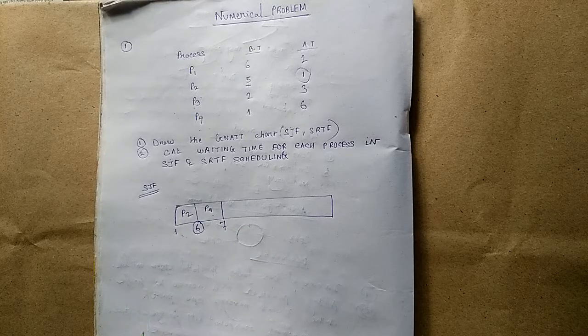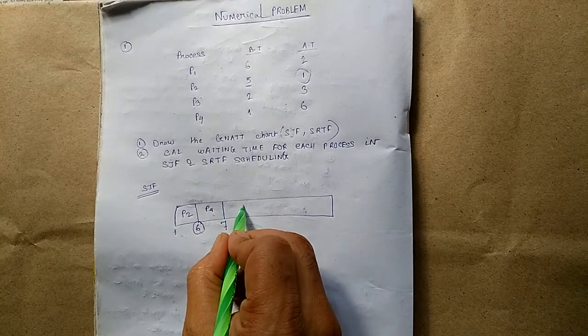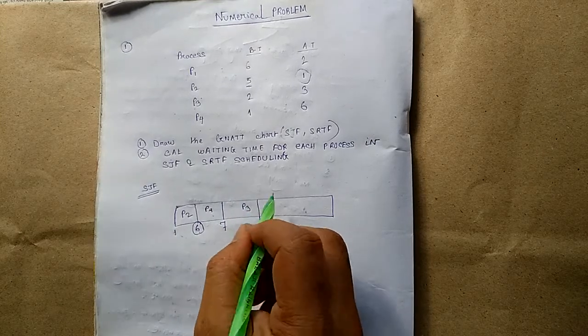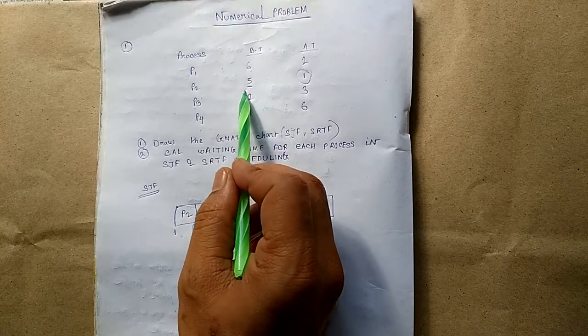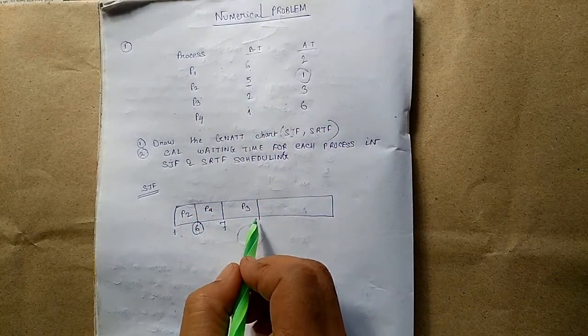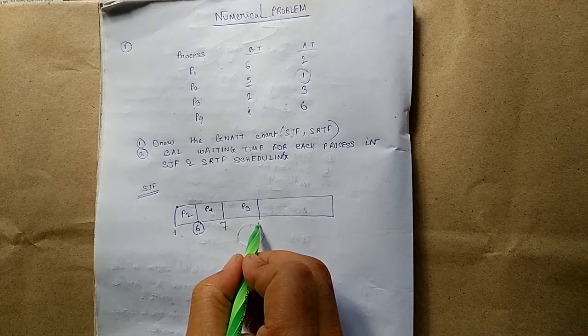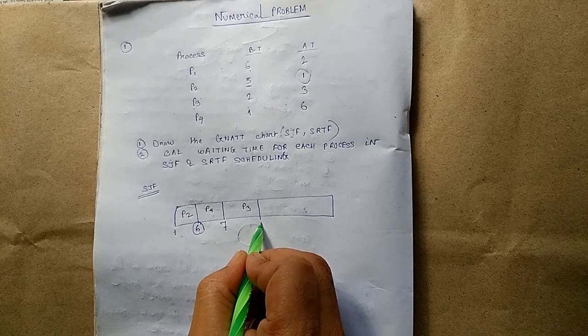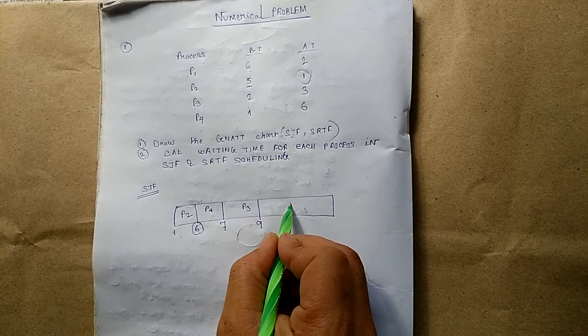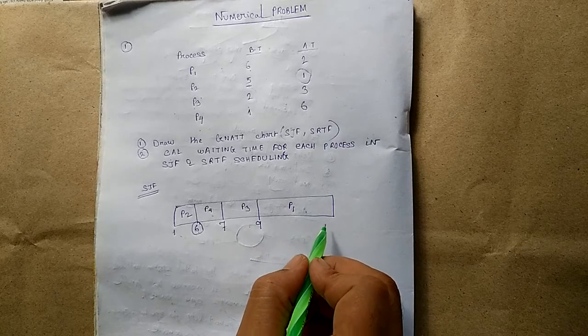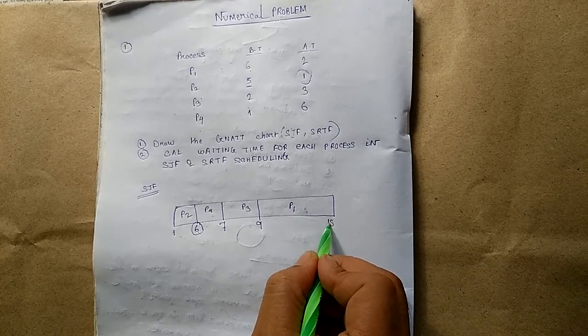Next, process P3 will be selected because when we compare 6 and 2, 2 is minimum. That's why process P3 is selected, and we get the completion time 9, and the last process is process P1 and its finish time will be 9 plus 6, that means 15.